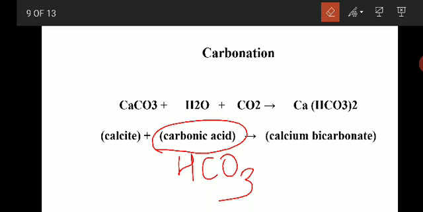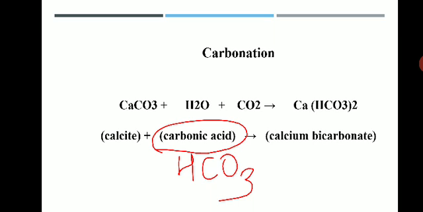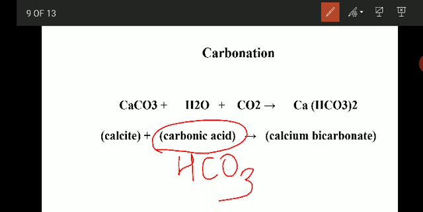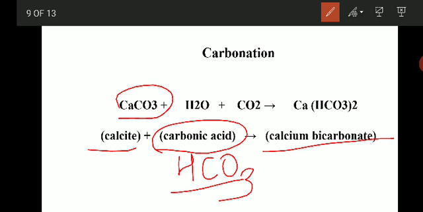Okay, so calcite is a mineral and limestone is a rock, which is made up of CaCO3. So here CaCO3 plus carbonic acid gives rise to calcium bicarbonate, that is Ca(HCO3)2, okay, that is calcium bicarbonate. So the temperature factor also plays a very important role in this particular process, that is called carbonation.